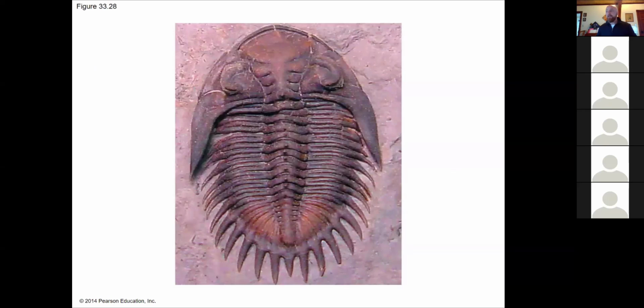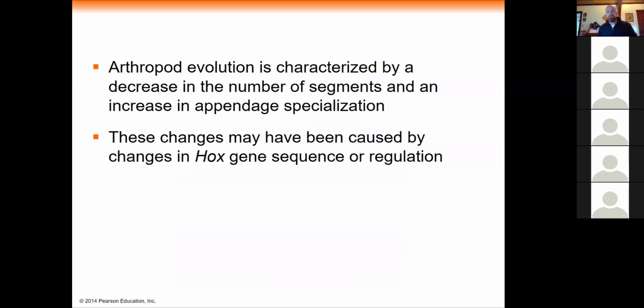So that's a trilobite. These guys were a very successful group. We don't have any of their relatives alive today, but they survived a long, long, long time and were very diverse.